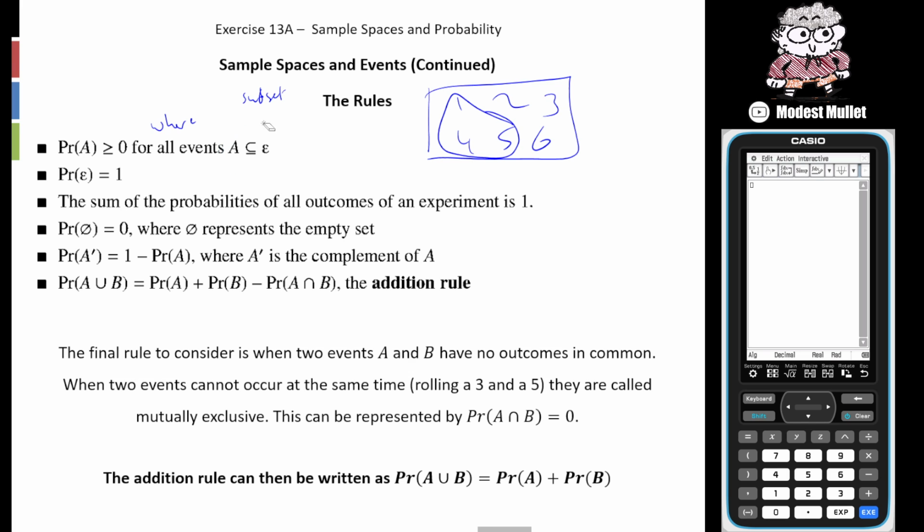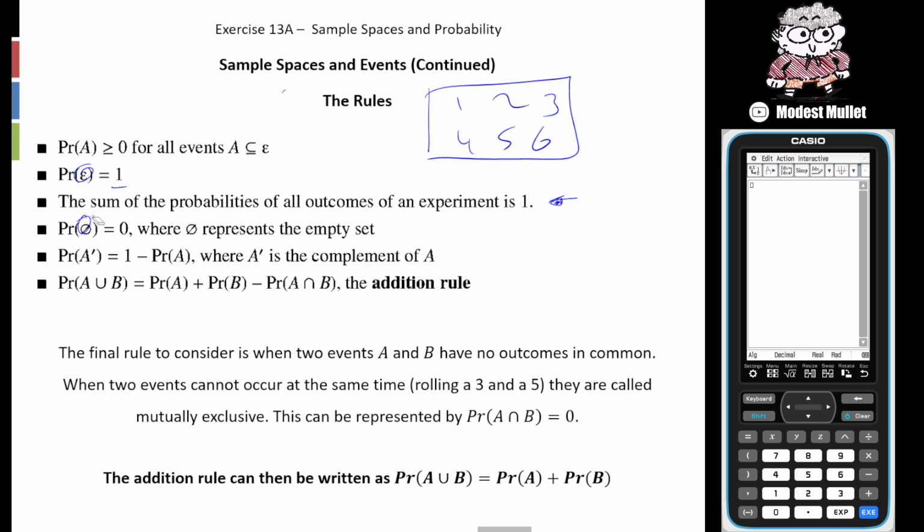That's sort of rule 1. The probability of the whole sample space needs to be equal to 1, which makes sense. If you include the whole sample space, you have no alternatives. That means that event is certain. So the probability needs to be equal to 1. Rule 3 is another way of saying that exact same thing, but in words: the sum of all probabilities of all outcomes of an experiment is 1. If you sum up the probabilities of all options, it must be 1.